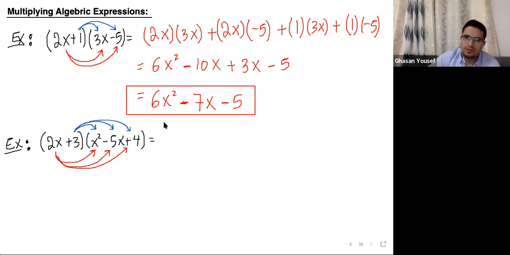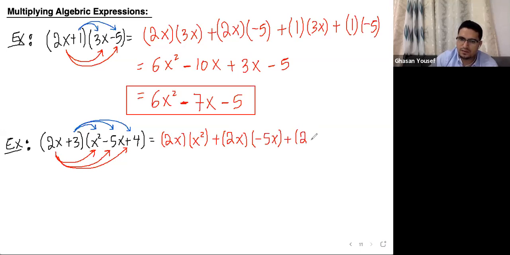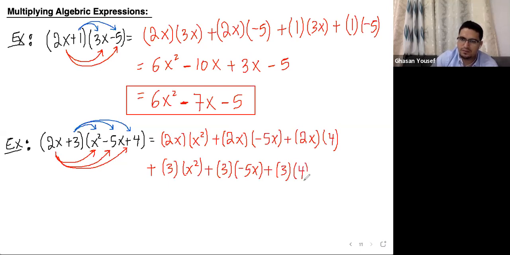So I'm going to write the multiplication and I will leave the simplifying for you. So I get 2x times x squared plus 2x times minus 5x plus the 2x times the 4. And the same thing for the second part: 3 times x squared plus the 3 times minus 5x plus the 3 times number 4. And we can simplify each term and combine all the terms together. Okay, I'm going to leave the answer for you, just as an exercise.